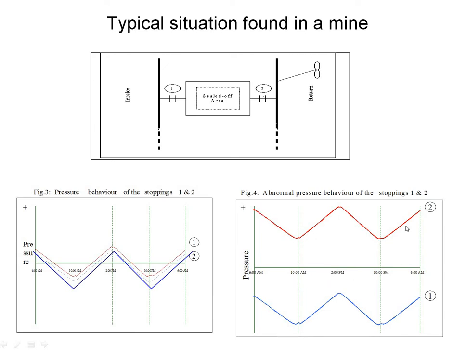So the abnormal pressure difference is like this, because it is totally different from the other, quite a lot of difference from here to here. You can see that 1 and 2 are basically the intake stopping and the return stopping. So here it is clearly visible that there is an abnormal pressure difference. Okay, and there is a normal pressure behavior.